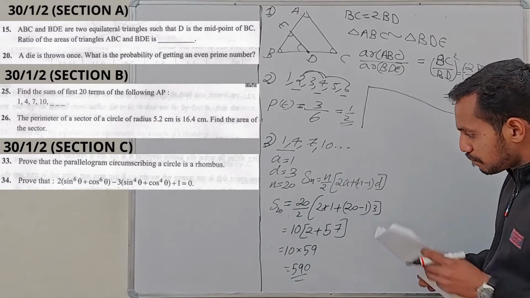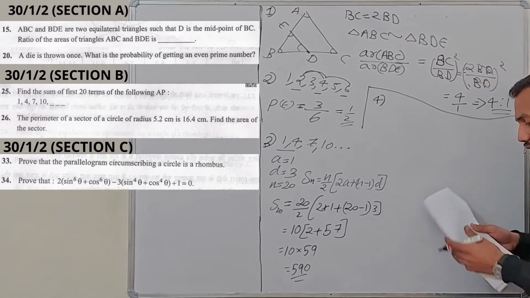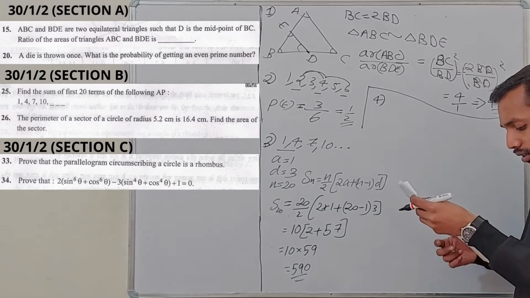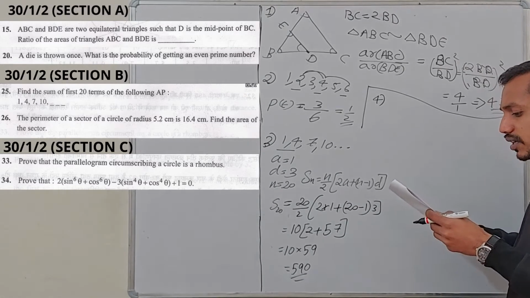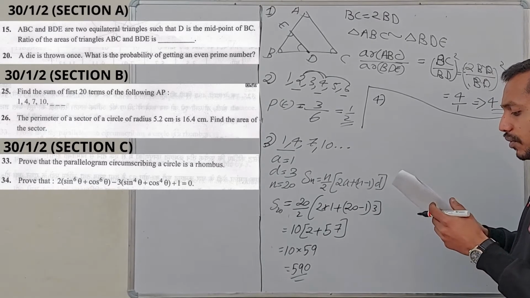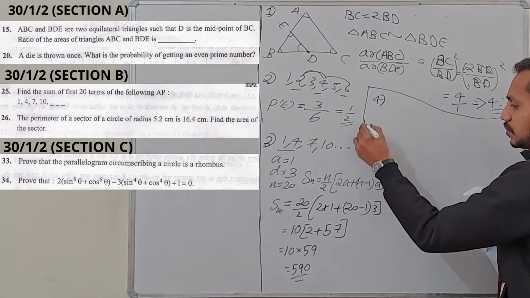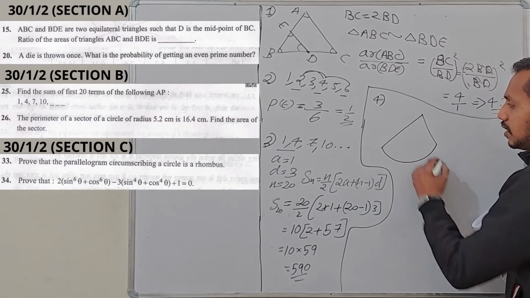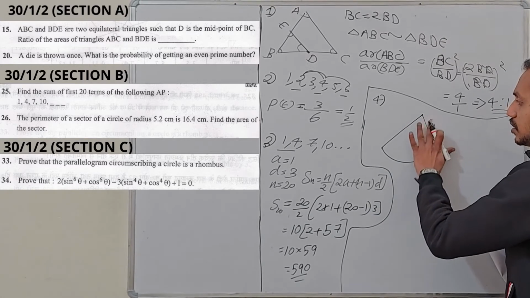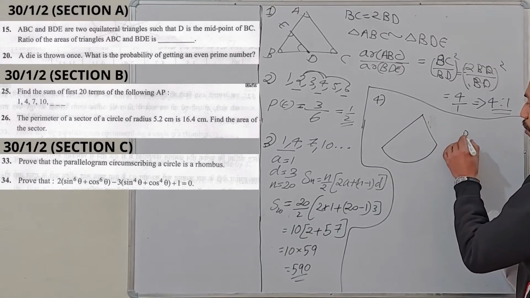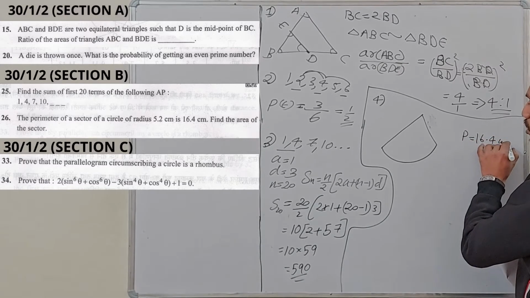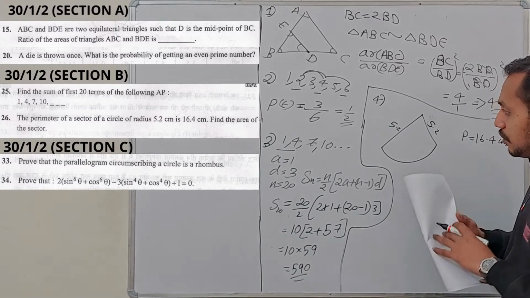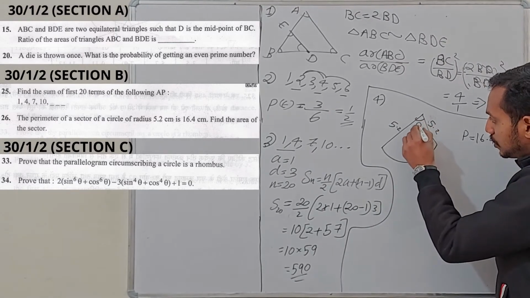Now come to the next question. We are discussing the questions under 31-2. The perimeter of a sector of a circle of radius 5.2 centimeters is 16.4 centimeters. Here the perimeter of the sector is given as 16.4 centimeters, and the radius is 5.2. What is the question? Find the area of the sector.